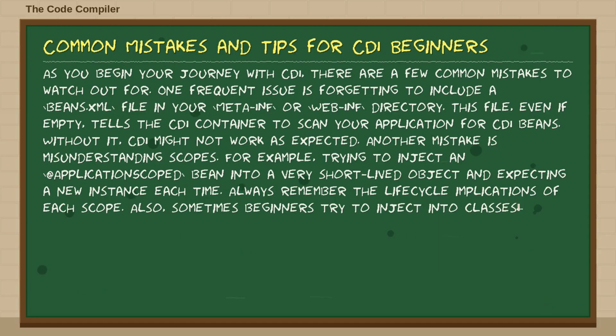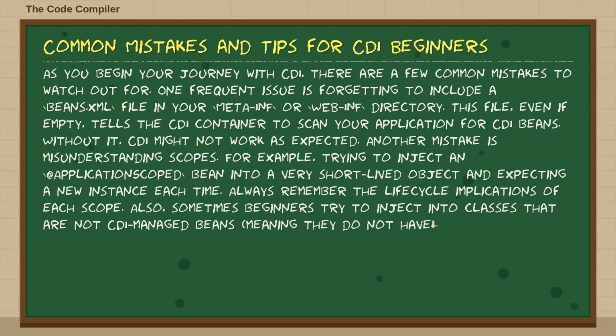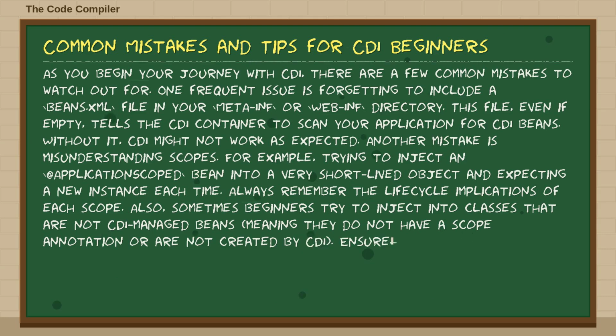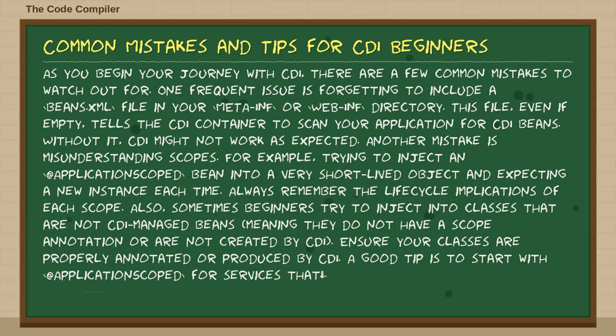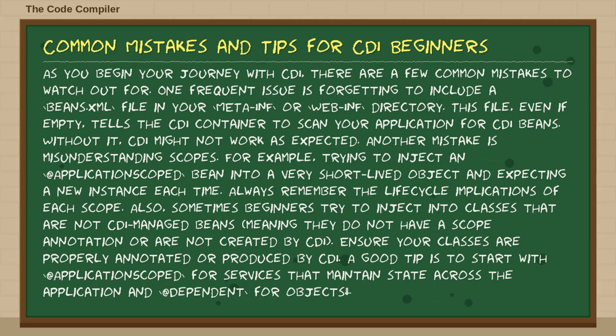Also, sometimes beginners try to inject into classes that are not CDI managed beans, meaning they do not have a scope annotation or are not created by CDI. Ensure your classes are properly annotated or produced by CDI. A good tip is to start with @ApplicationScoped for services that maintain state across the application and @Dependent for objects that are specific to their injection point. Always think about the life cycle of your objects.